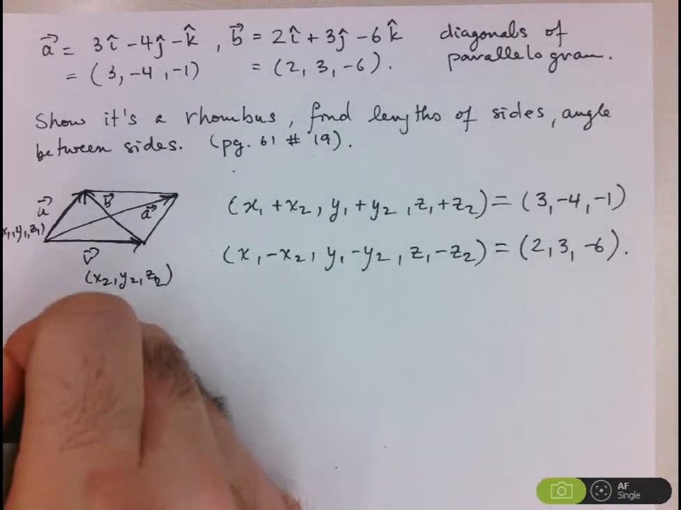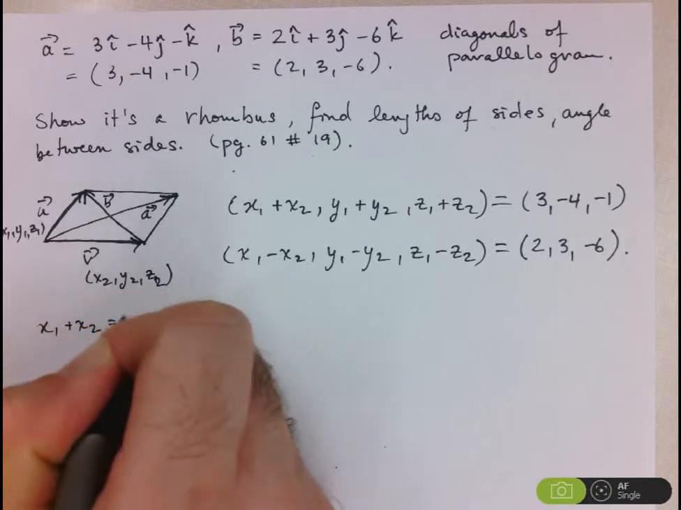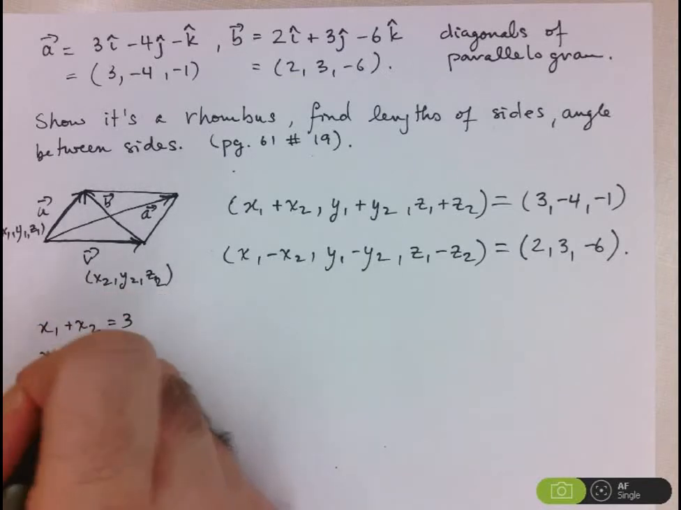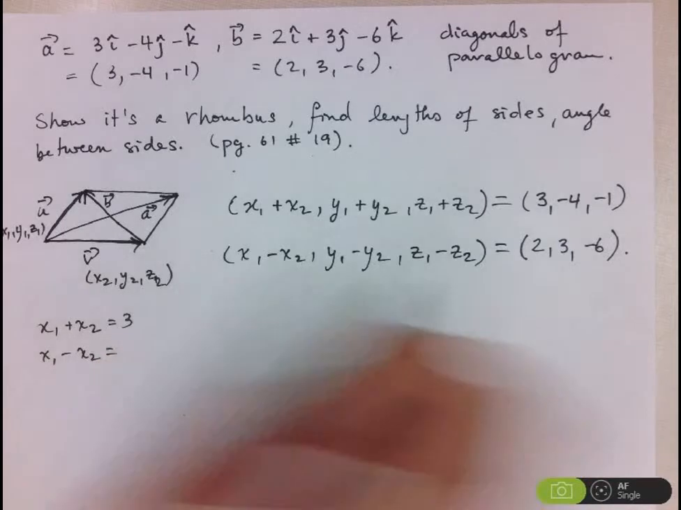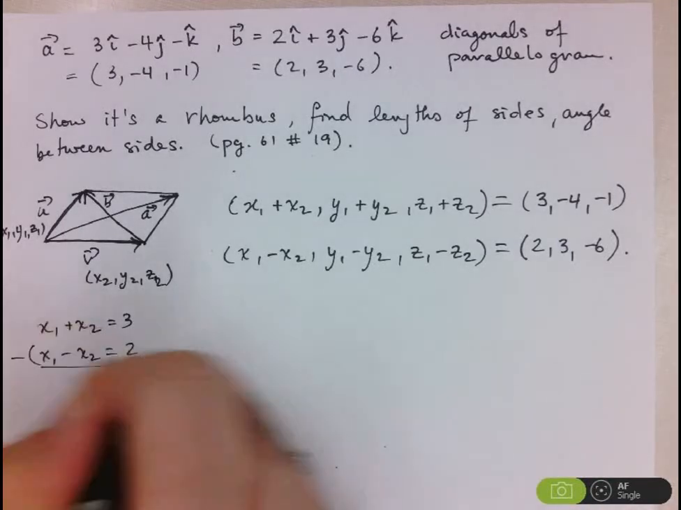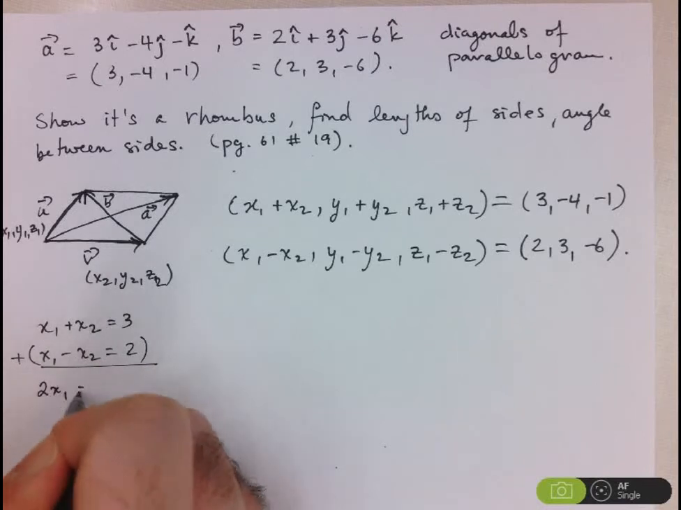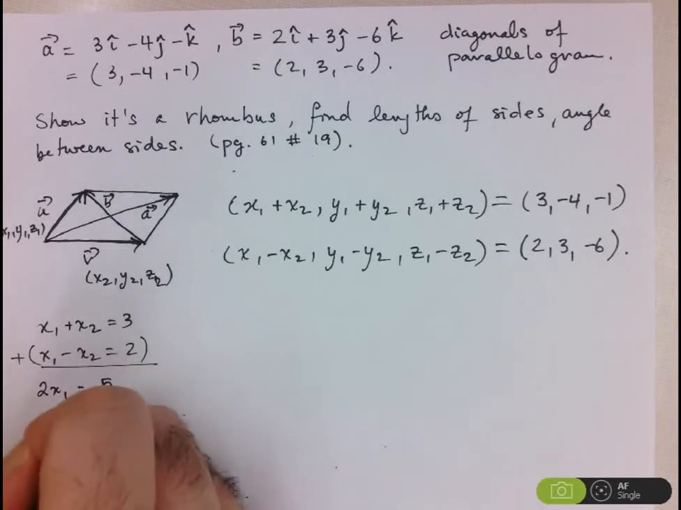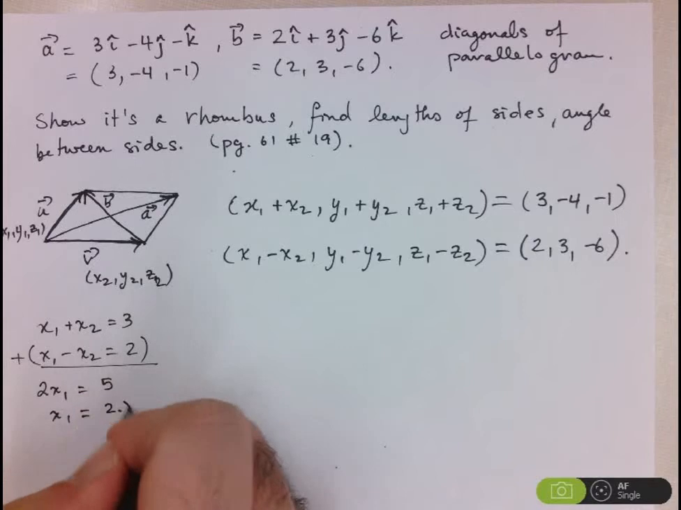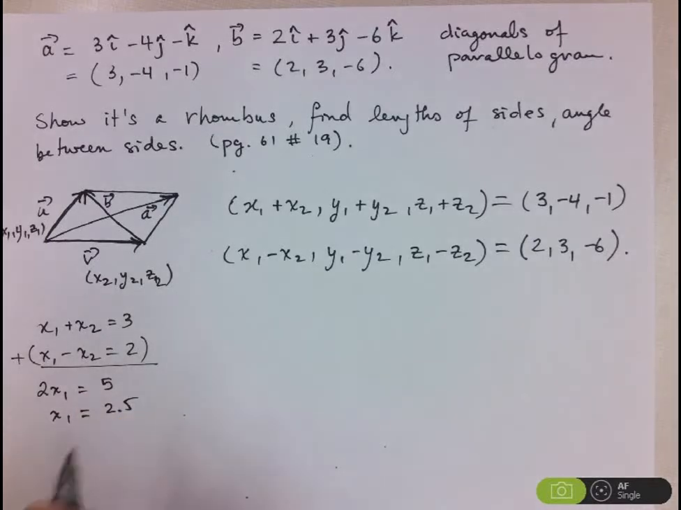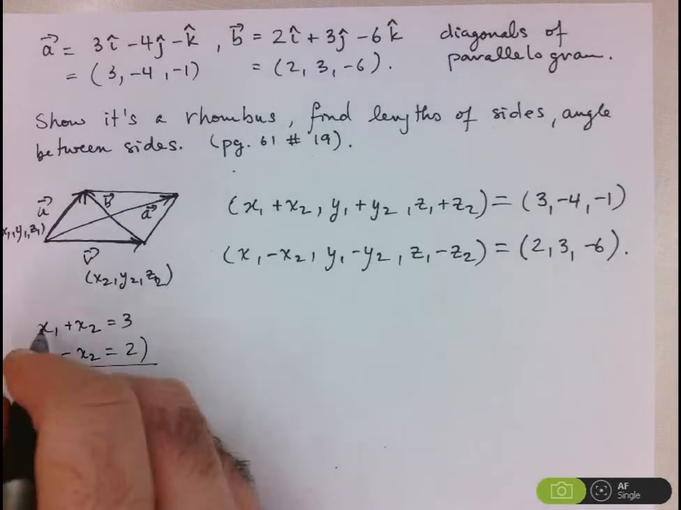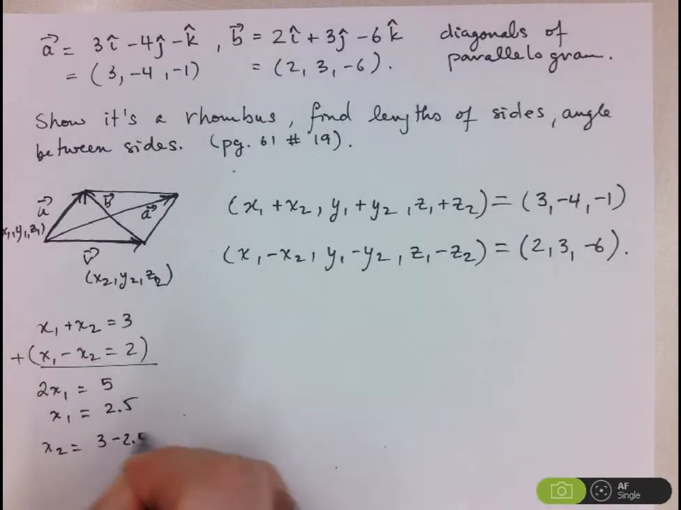If I take the first one, I have x1 plus x2 equals 3, and x1 minus x2 equals 2. Let me add them. We'll get rid of the x2's, and what do we have? We have 2x1 equals 3 plus 2 is 5, so x1 is equal to 2.5. Now we can find x2. Let's take the first one, 3, bring the x1 to the other side, minus 2.5, so x2 is equal to 0.5. So we have the two x components.